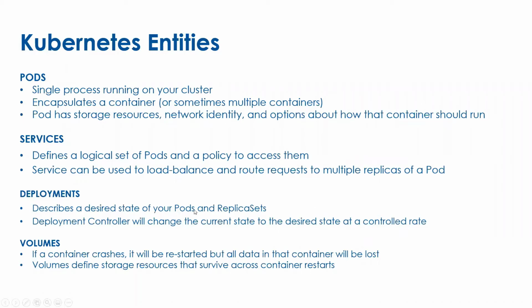Deployments, so these describe the desired state of the pods and replica sets. So this deployment definition would say, I want one of these pods always running, or I want 3 replicas of this pod always up and available. And the deployment entity is what manages that and makes sure that state stays the way that it's desired. If I told it I want 3, it'll maintain 3. And I'll show you a demo of that as well. And then the deployment controller changes the current state to the desired state at a controlled rate. So as pods go down, come up, this deployment controller will manage the number of pods to make sure that they're the way it should be.